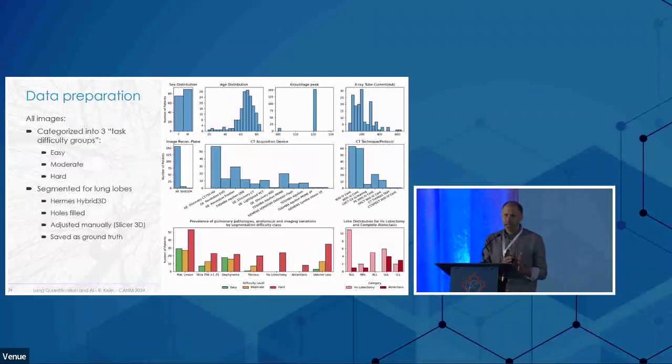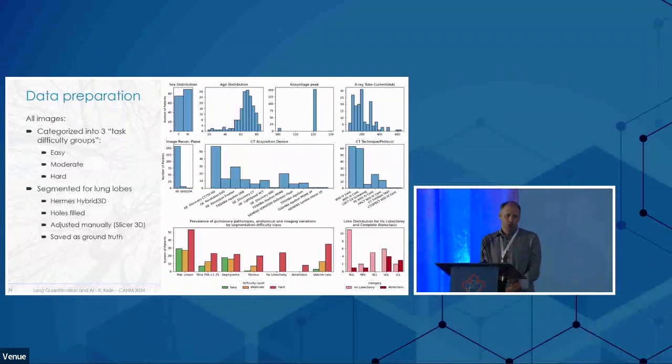We categorize each image into 3 classes of what we perceive to be task difficulty. I could go on about it at length, but basically when we looked at these images, through our experience and through running it through a naive previous AI, we tried to evaluate how hard it is to segment these lungs. And we basically split the images into easy, moderate, and hard categories.